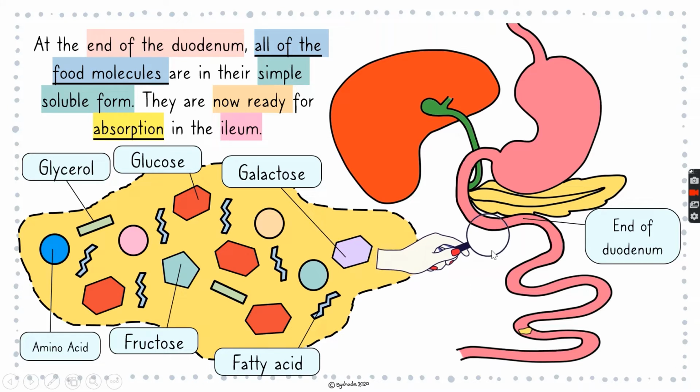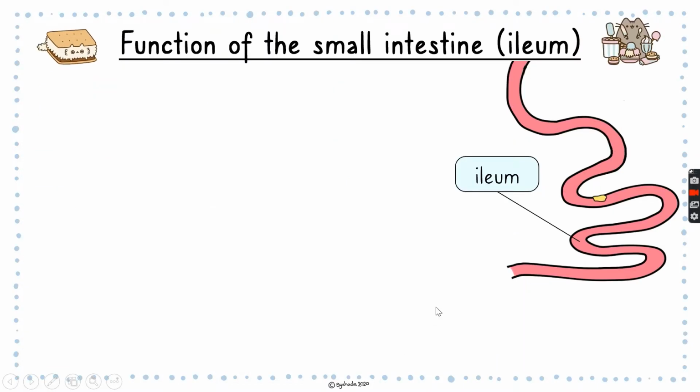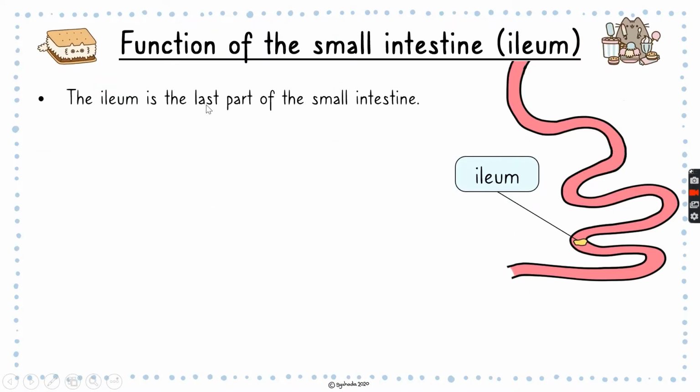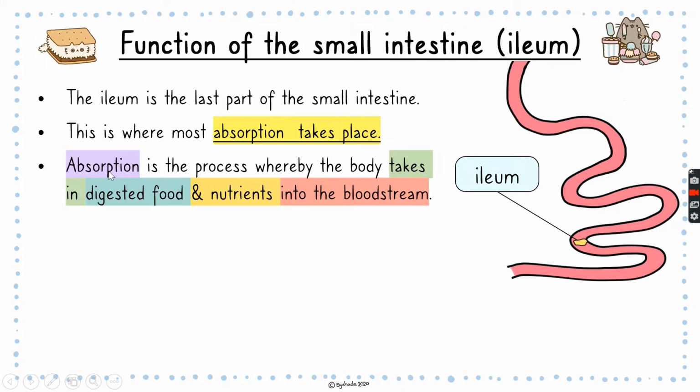So what happens is that the chyme, which contains all the digested products, now will enter the ileum, which is the end part, the last part of the small intestine. So this is where most absorption takes place. Absorption is the process whereby the body takes in digested food and nutrients into the bloodstream.